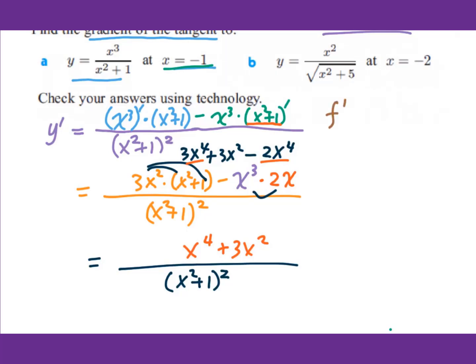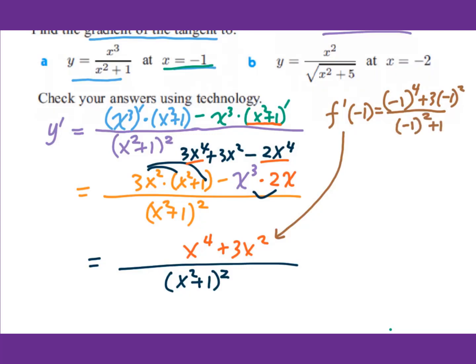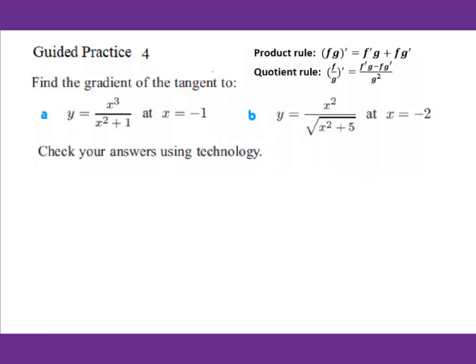So derivative of f of -1 equals, we plug in here. That's (-1) to the fourth power plus 3 times (-1) squared, over (-1 squared plus 1), then you square. You will get 1 plus 3 over 4, that equals 1. Now let's go to B.